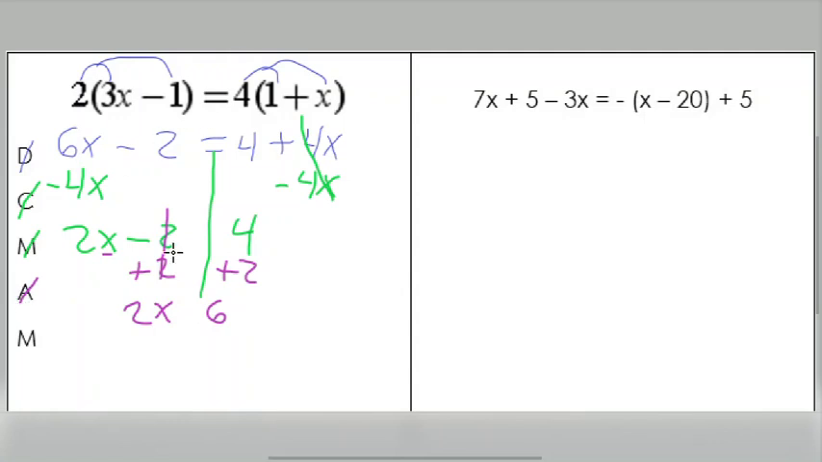All right, don't call me after midnight. M means multiply or divide. So I know a number next to a letter means multiply. So in this case, I have to do the opposite, which would be divide. I'm going to divide by 2 to get rid of that 2 in front of the x. And that's going to leave me with x on my left side. But I have to do the same thing to the other side to keep it equal. So 6 divided by 2 will give me 3. And then this is my final answer.